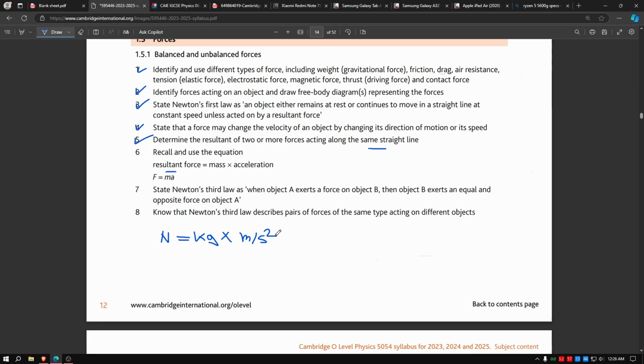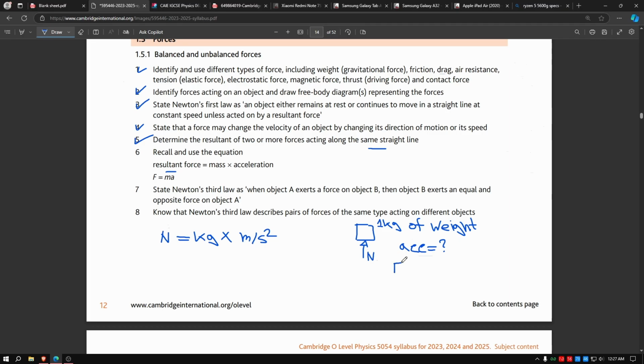So how does this work? Imagine a box with a mass of 1 kg, and a force of 5 Newtons is applied upwards to the box. What will be the acceleration? The question asks you to find the acceleration. So how do you do this?